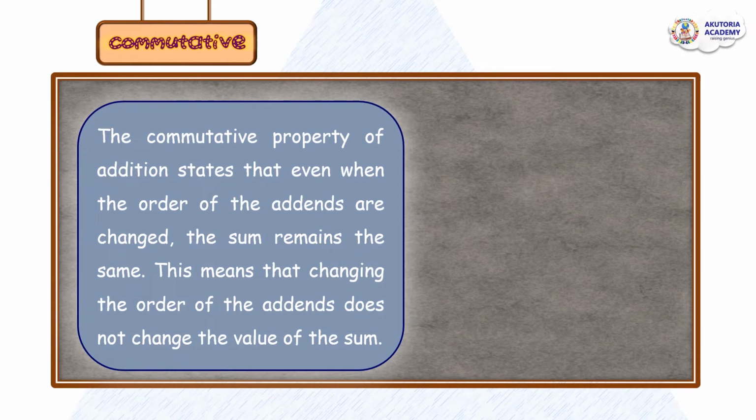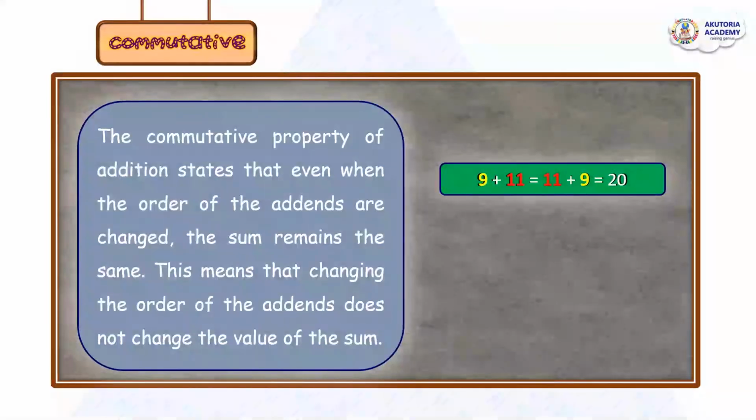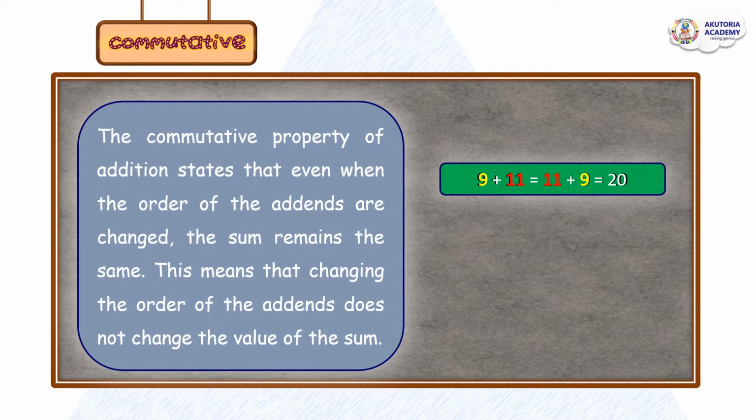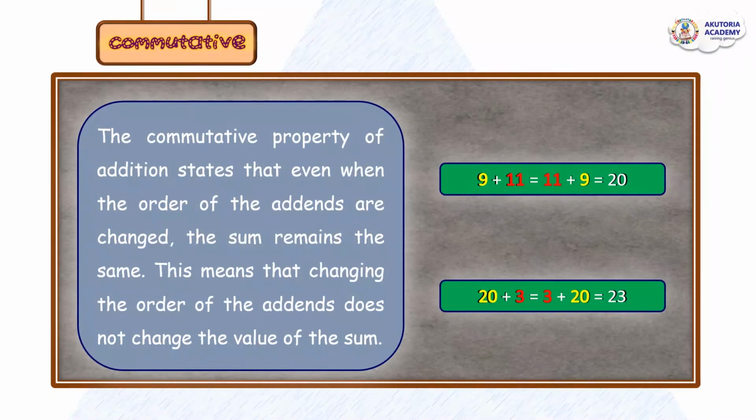So when we have 9 plus 11, we can rearrange it to 11 plus 9, and our sum would not change. It will still be the same, and it's 20. Whatever way we rearrange our addends, even if they are up to 100, our sum will still be the same. 20 plus 3 can be rearranged to 3 plus 20, and our sum would still be 23. Rearranging it doesn't change the sum.